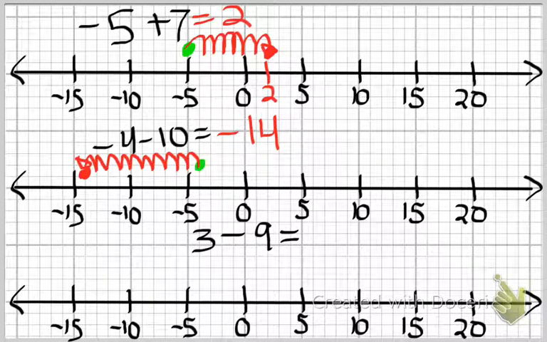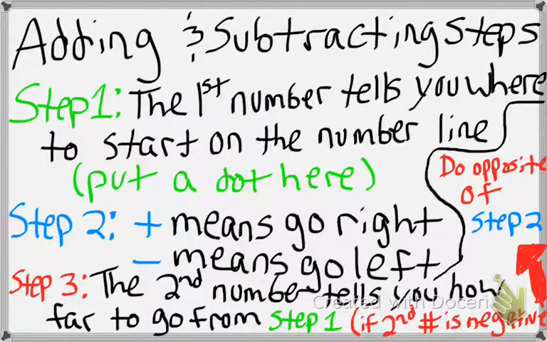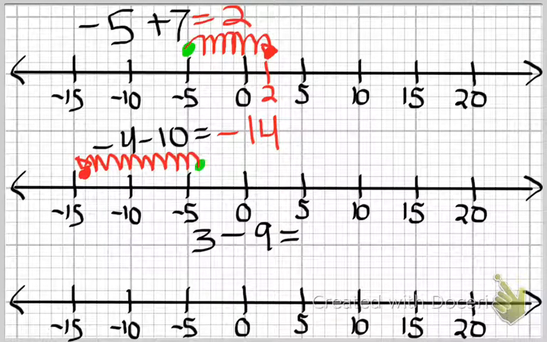Now, in our next example, let's say we had 3 minus 9. Step 1, put a dot where the first number is. So that's what we're going to do. Step 1, we're going to put a dot at positive 3, since it says positive 3. Now, step 2 is decide, are we going left or are we going right? We see a minus sign, so that means we're going left.